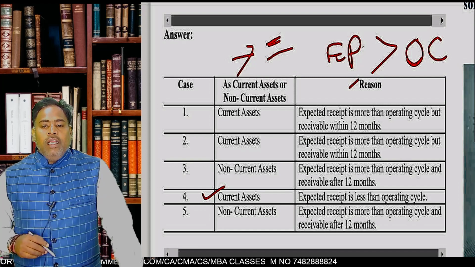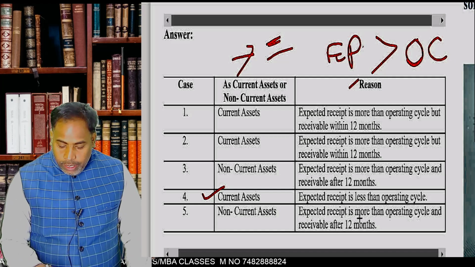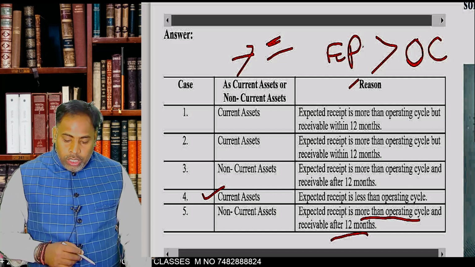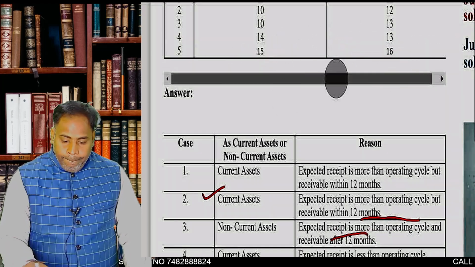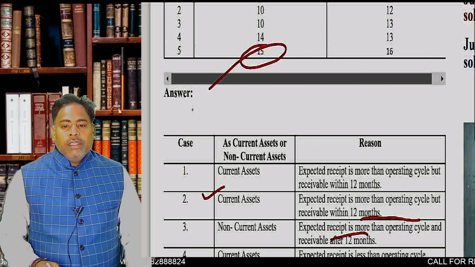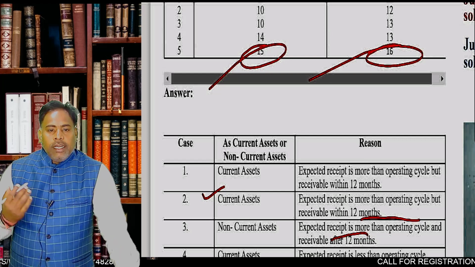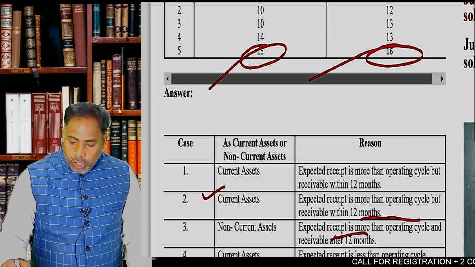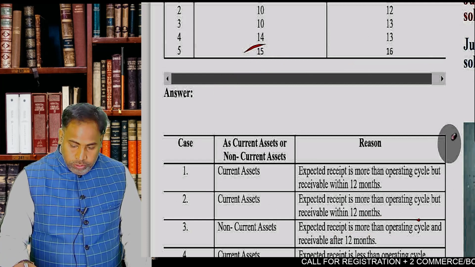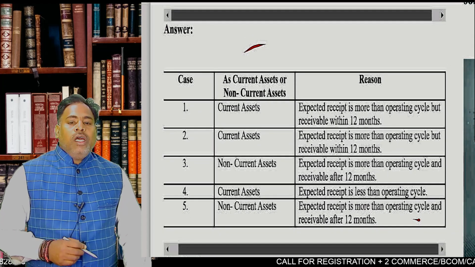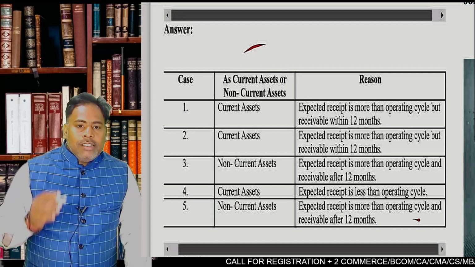It will be a non-current asset. Like in case number 5, the expected receipt is more than the receivable amount. You can see in the question also, here it is 15 months, but here it is 16 months. So 16 months is greater than 15 months, so it is not a current asset. The answer is non-current asset. I hope it is clear for you.